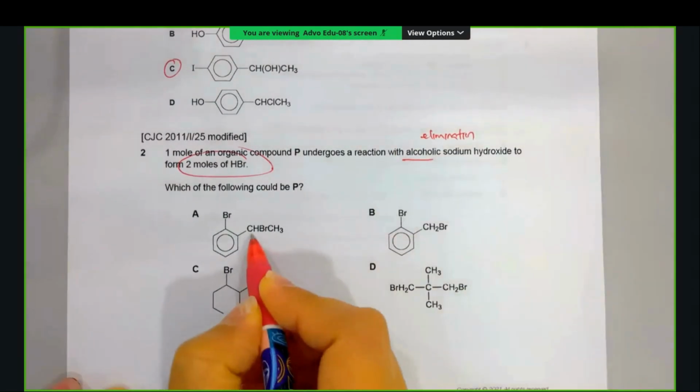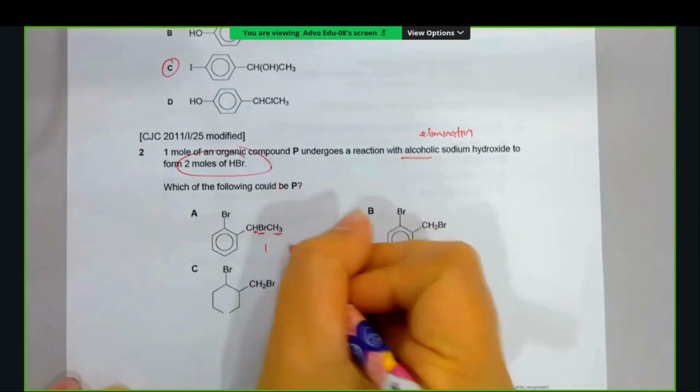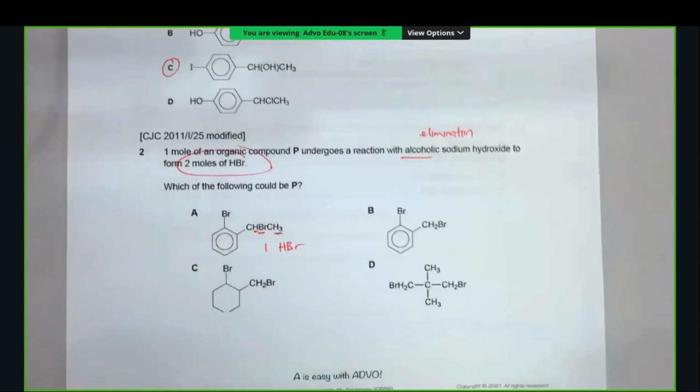Okay. Let's take a look at the first one, A. For A, how many HBr do we extract out? For option A, if I subject this A to this reagent, how many byproduct HBr do you take out? One, very good. One is this H here, one Br here, one H here. So only one HBr that you managed to remove, right?